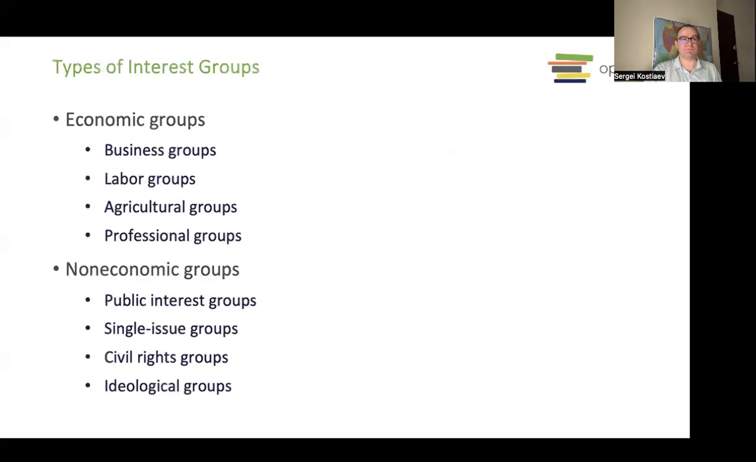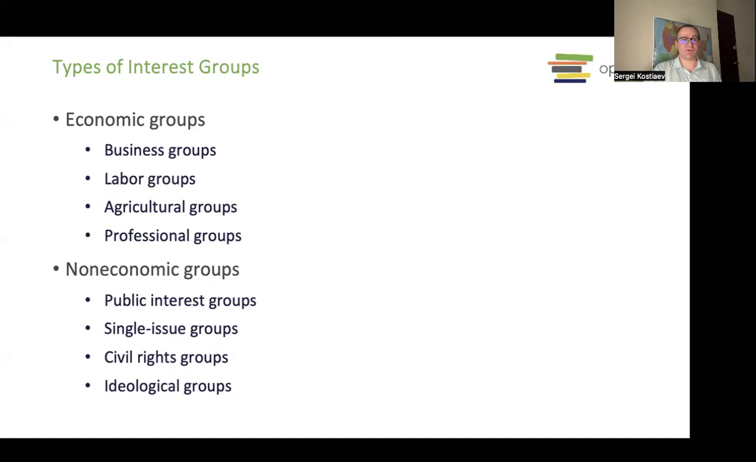Important examples of different kinds of interest groups: the economic interest groups, which focus around the economy. Business groups like the US Chamber of Commerce, labor groups like the American Federation of Labor, agricultural groups like the American Farm Bureau Federation, and professional groups like the American Medical Association. For example, in my case, I'm a member of the American Political Science Association and the Midwest Political Science Association.